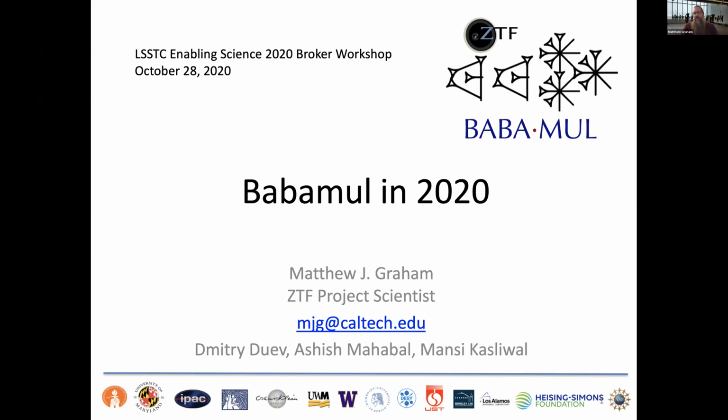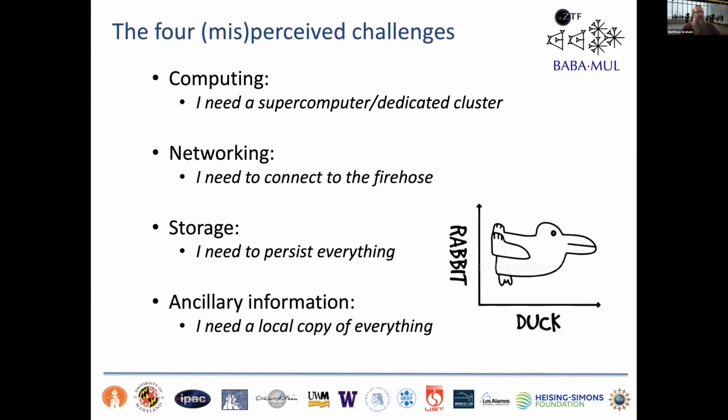Right, so I want to give an update on Babamul, which is a brokering effort that we are working on at Caltech. Some folks may remember presentations we gave at the meeting in Washington last year, where we were arguing that there are a number of misperceptions about this whole brokering environment and the brokering world. That you need a supercomputer, that you need to be connected to the fire hose, that you need to persist everything, and that you need a local copy of everything. That there are alternative architectures, alternative ways of working with this.